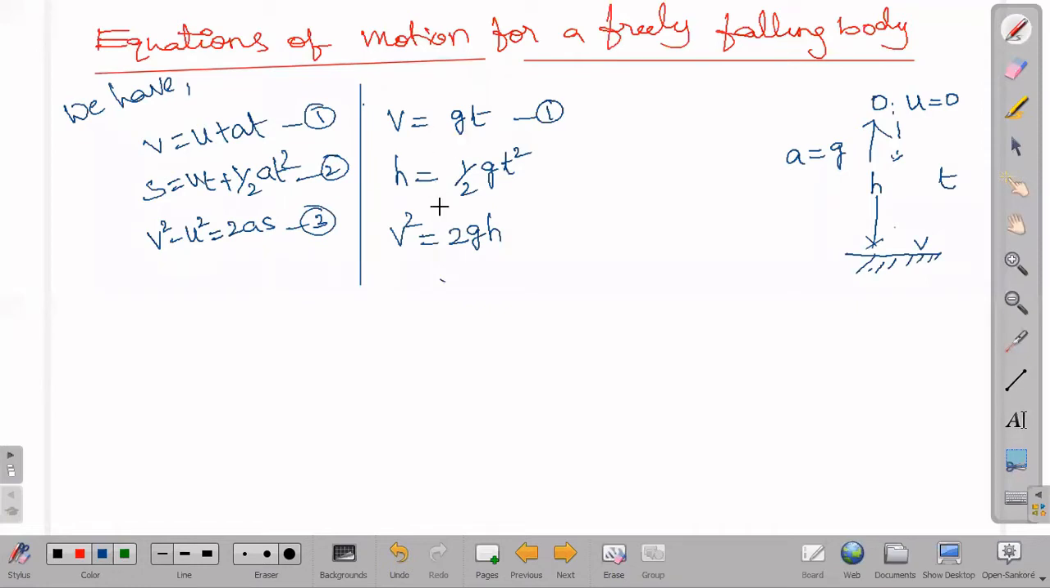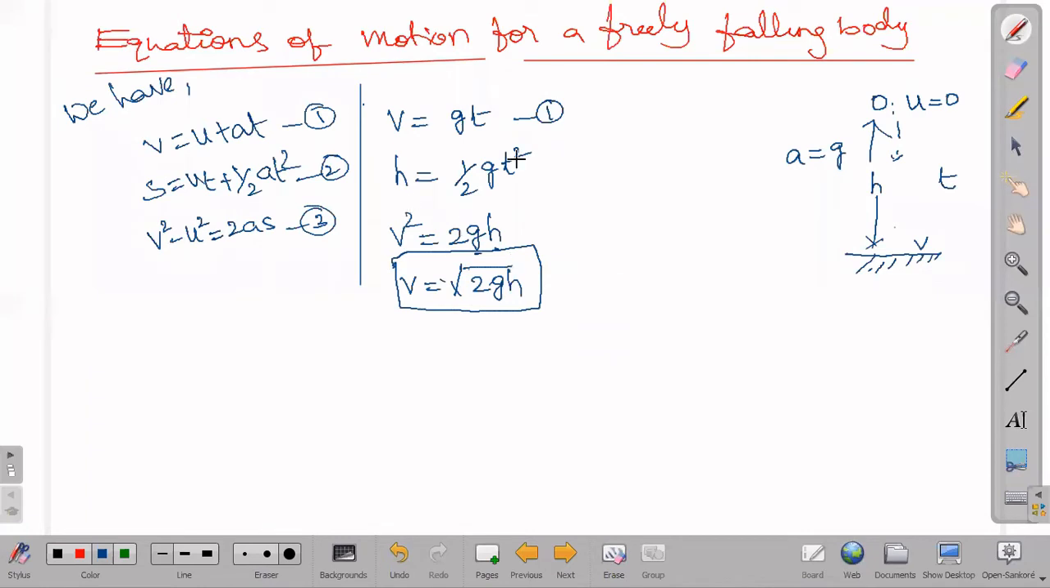So v is equals to gt, this is in terms of acceleration due to gravity and time. Here this is also v only, but it is in terms of acceleration due to gravity and height. The height will be known easily, at how much height we are dropping it. Acceleration due to gravity is anyhow known. If you know height, easily we can find its final velocity. If we simplify it, we get v equals root 2gh. This is how much velocity it will possess for a freely falling body.